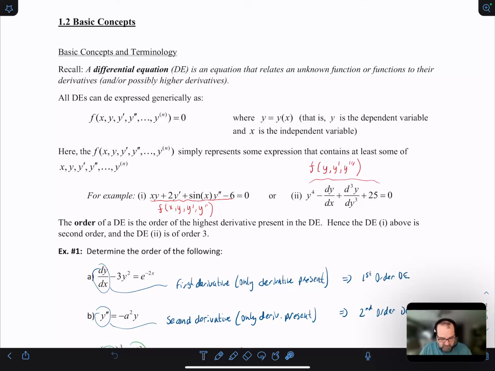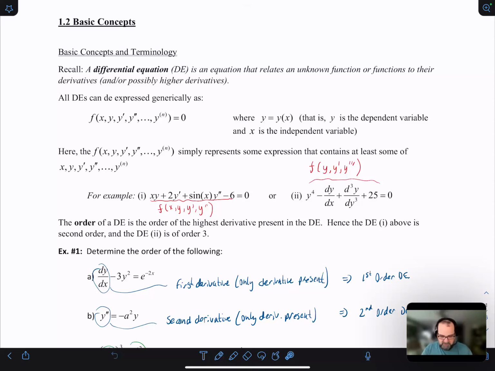The first one here was in prime notation. We can equally well describe a DE in Leibniz notation. So that's this dy dx type notation. We will be using both throughout the course, so we want to be familiar with both of these. In fact, Leibniz notation has certain advantages, as we will talk about.